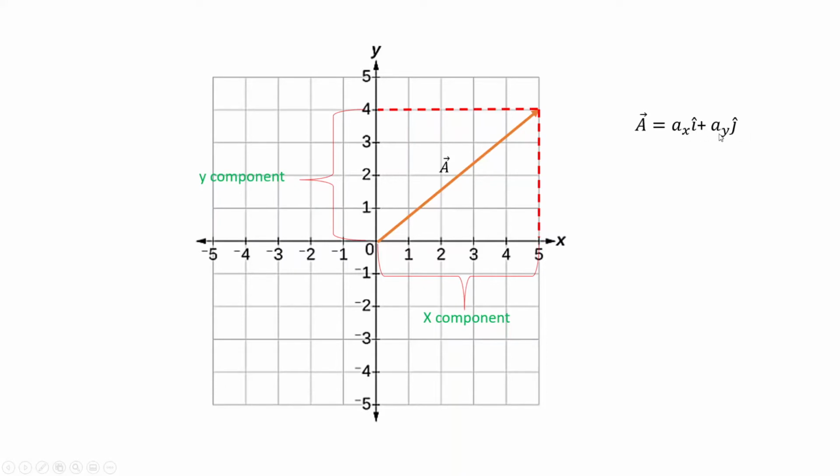I hat and j hat, they are vectors. But they are vectors that, when you multiply them by a number, don't change the magnitude of that number. They just give direction to that magnitude. So we call them unit vectors. For example, i hat is a unit vector along x-axis. It shows that you have one step along positive x-axis, and the same thing for j hat, that is a unit vector along y-axis.